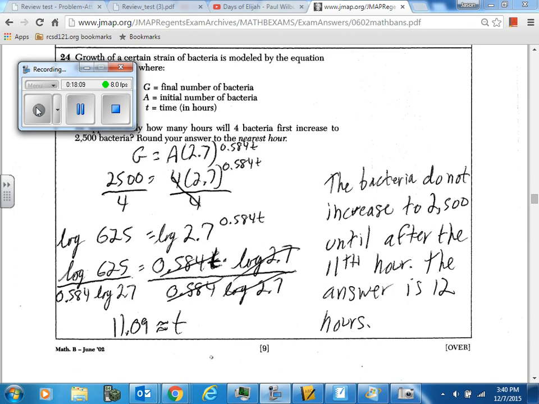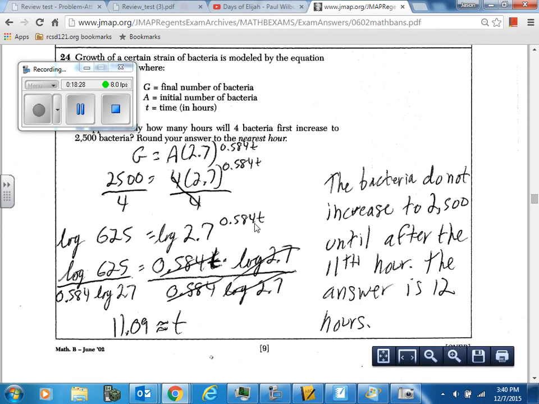Right, this actually came from a test that was taken in June 2002. And if you read what's on the right-hand side, which I'm not able to use my marker on this, you see what it says. So I'm looking at this part right here. The bacteria do not increase to 2,500 until after the 11th hour. So therefore, the answer is 12 hours. So that's what they had. I think the way it's worded, it makes it questionable, but here's an official answer saying that it should be 12 hours. All right, so that's what we'll go with.